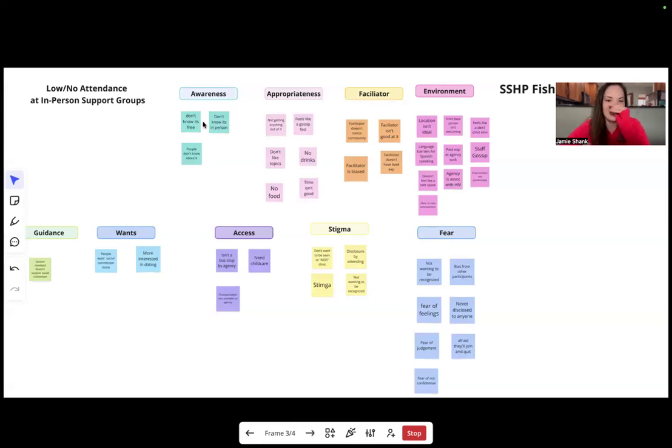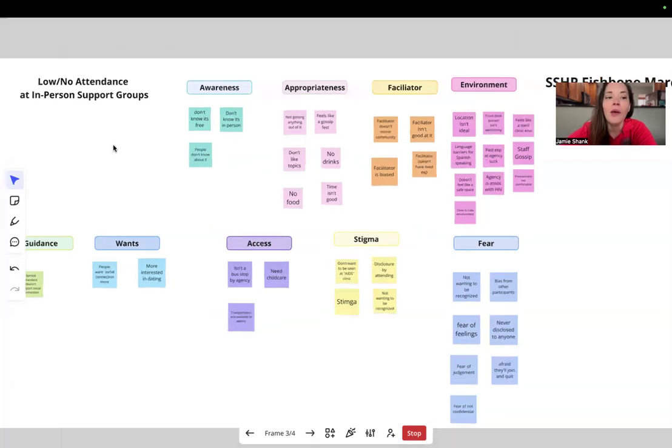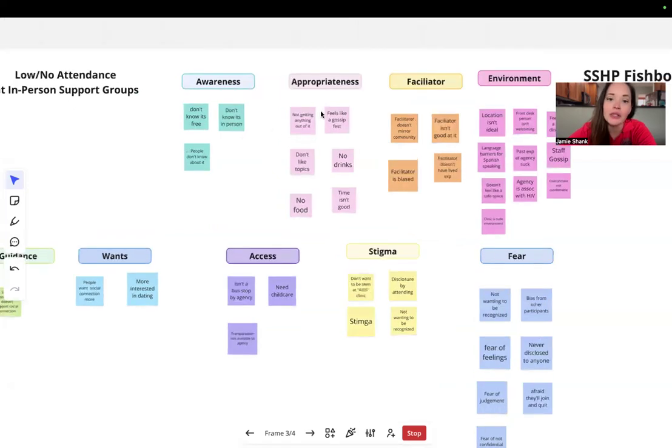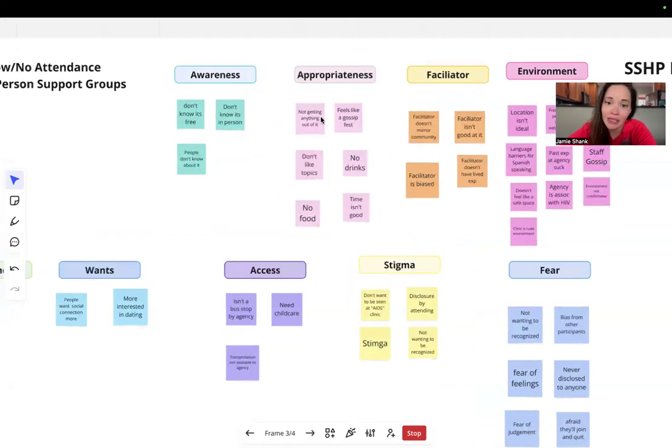So we clustered these together. Over here, when we asked the team before what might be contributing to low attendance at support groups, folks said maybe they're not getting anything out of it. There's no drinks, there's no food, maybe the time it's offered isn't good. Maybe people feel like the support group is more like a gossip fest, or they just don't like the topics that are covered. So again, there seemed to be some sort of similarity.